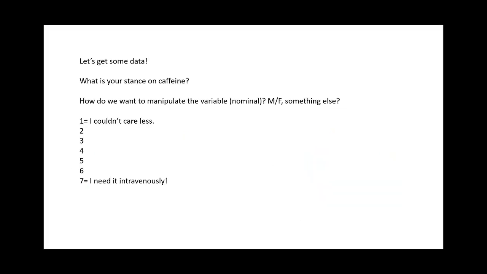Let's get some data, and for this example I'm going to make it up. The question is, what is your stance on caffeine? Just kind of an interesting survey point. And we want to know if there is a significant difference between some two groups and their stance on caffeine, where 1 is, I couldn't care less, don't need it, and 7 is, I need it intravenously. I know who you are. We want to find out how to manipulate the independent variable, which kind of makes it sound awful, but manipulation is good in this case.